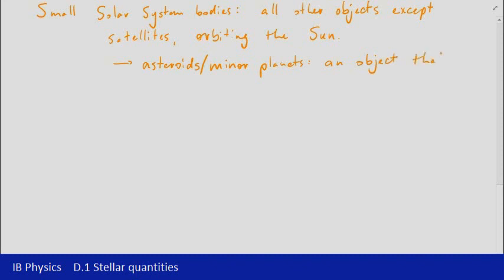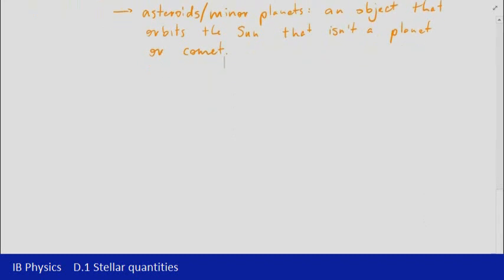It's an object that orbits the Sun, but is not a planet or a comet. So that basically just means anything else that isn't a planet or a comet, we would call an asteroid or a minor planet. Now, before we talk about what a comet is, again, let's have a look at a couple of examples of asteroids.